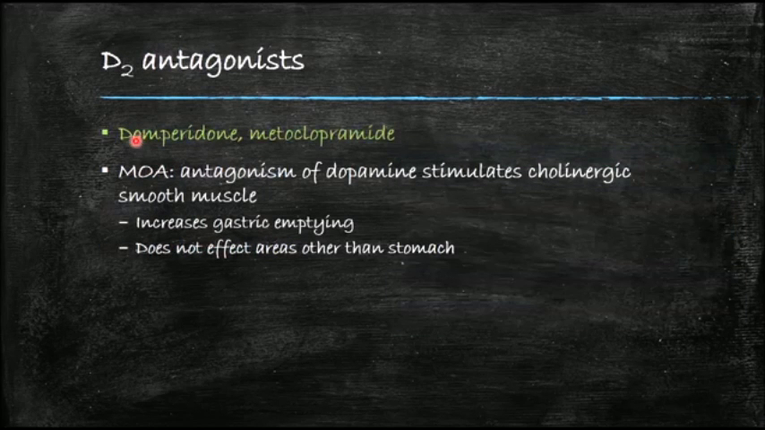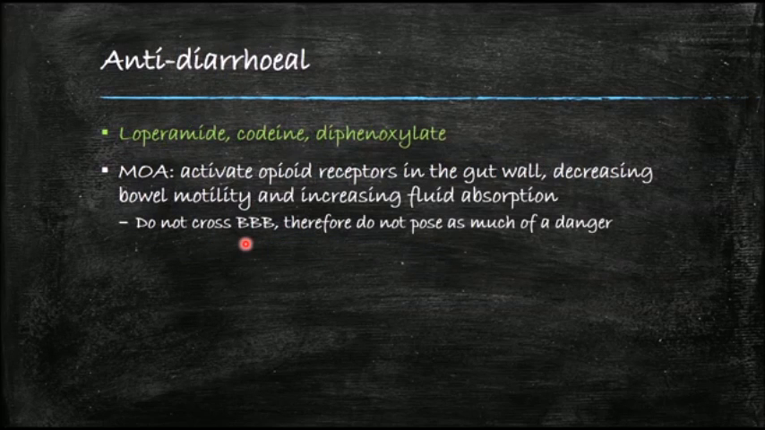D2 antagonists, things like domperidone and metoclopramide, they help to increase your gastric emptying. So this is really good in patients who have nausea, because oftentimes you're nauseous because it's a feeling in your stomach. By increasing how quickly your stomach moves, we can move all the contents out and reduce your nausea. These drugs, these are all opiate-like drugs, and one of the biggest side effects of an opiate is constipation. So we use that in order to produce an antidiarrheal.